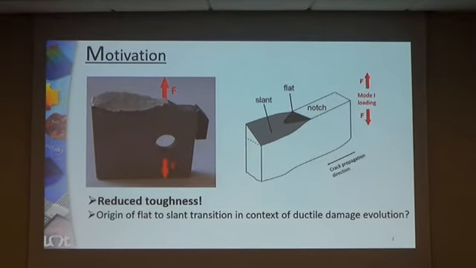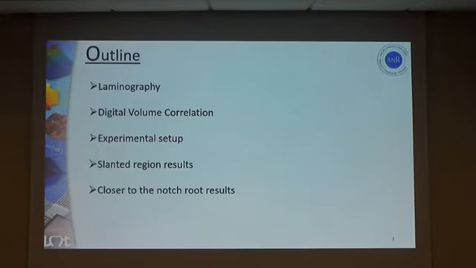So this was the main motivation for us to try to understand the origin of this flat to slant transition in the context of ductile damage evolution. So first I will say a few words about laminography and digital volume correlation. Next I will outline some details of the experiment, and in the second part I will present some results both from the region far away from the notch and the region in the immediate vicinity of the notch root.